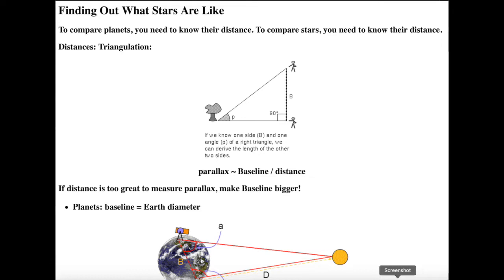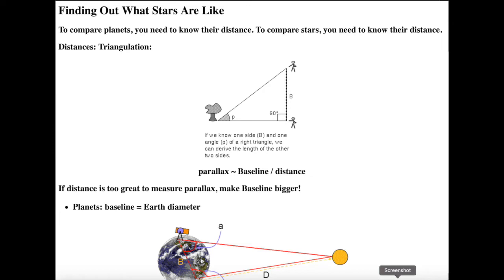In order to compare the planets with each other and with our home planet Earth, you need to know their distances. In order to compare the stars with each other and with the sun, you need to know their distances. Finding the distance to any object in the universe is a crucial first step in discovering what it is like. Like we did with the planets, we're going to use triangulation, or the surveyor's method that has been used for thousands of years to measure big distances here on Earth.